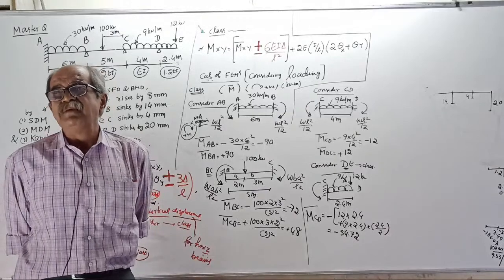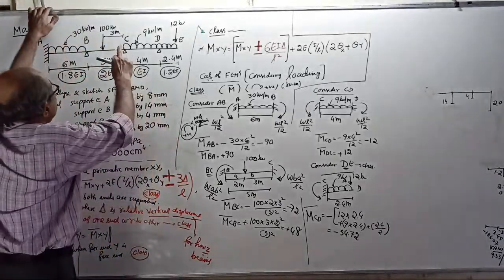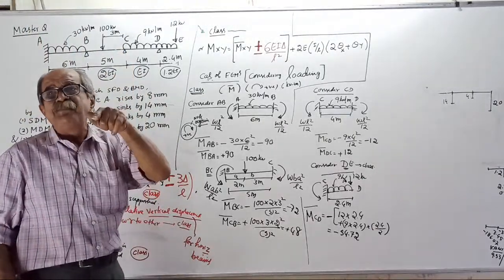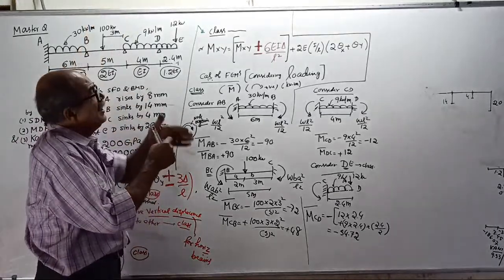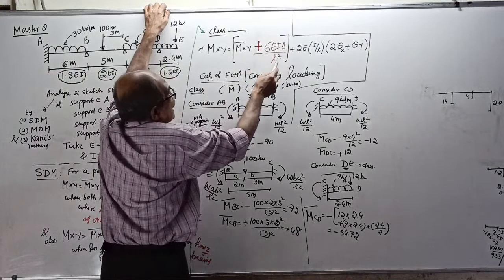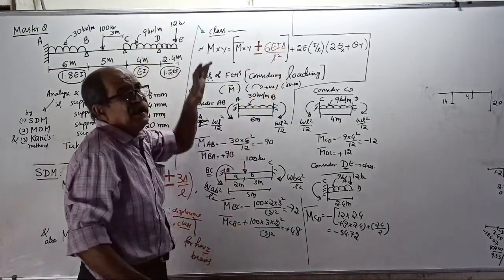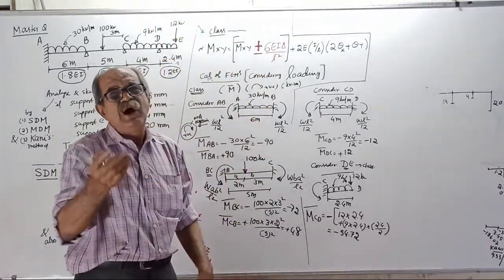SD method, MD method, Kani's method, small question, where I will give settlement in terms of EI. If the settlement is given in terms of EI, then numerical EI is not required, because when you substitute for 6 EI delta by L square, if they give delta in terms of EI, like 100 by EI, EI gets cancelled. That you can make out later.